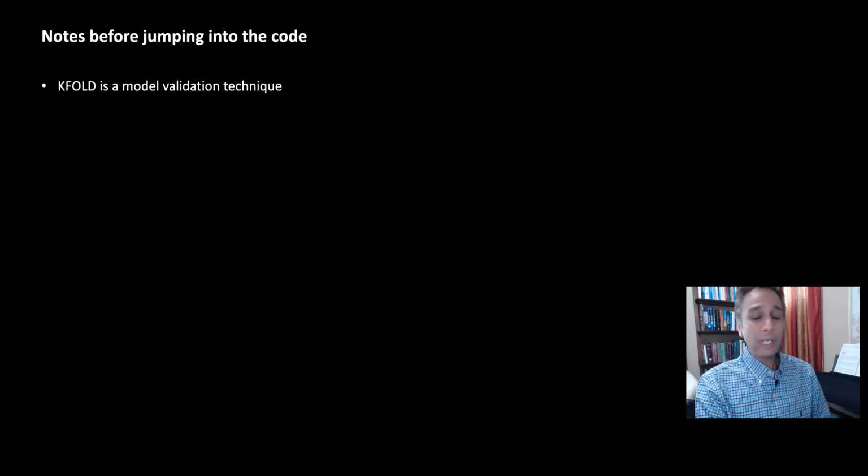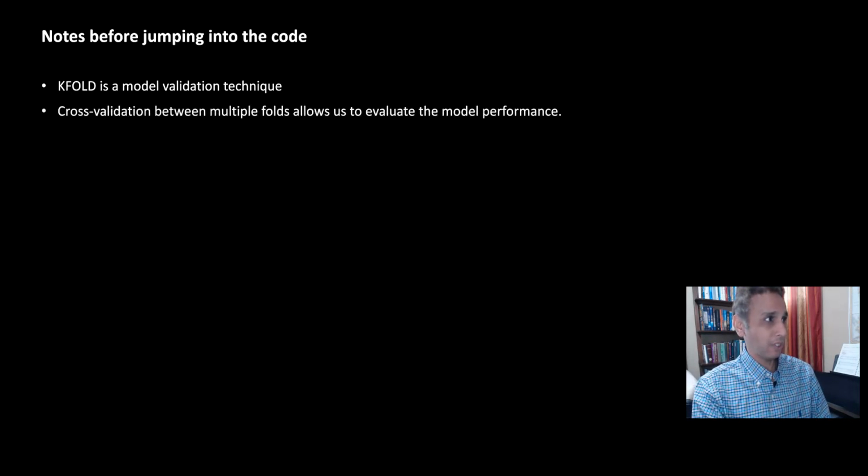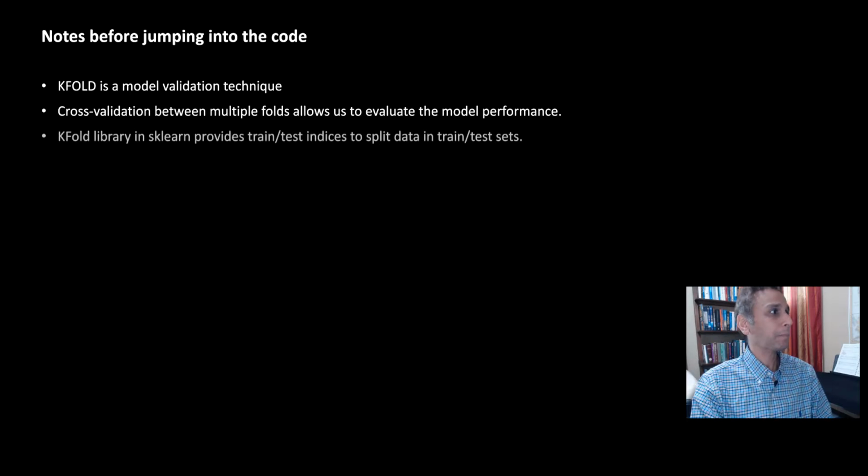Okay, so KFold, again, we are not trying to train a model and get the best model. We are actually evaluating different models and trying to find the best model or best parameters. And it's cross-validation between multiple folds. So you're dividing your data into different number of folds, and you're presenting the same data in different ways, in multiple ways, to the training and the testing part of whatever the model that you're trying to evaluate.